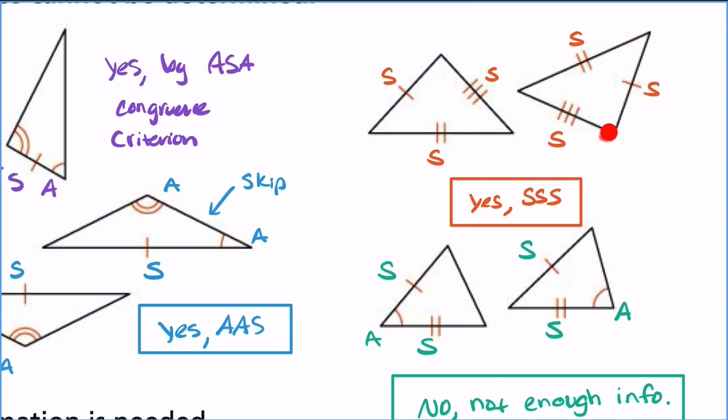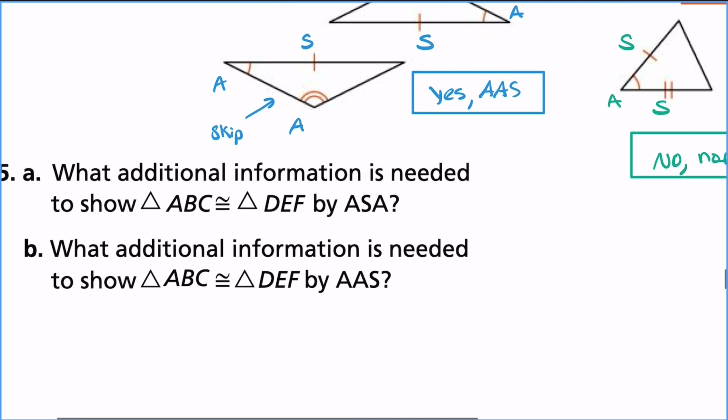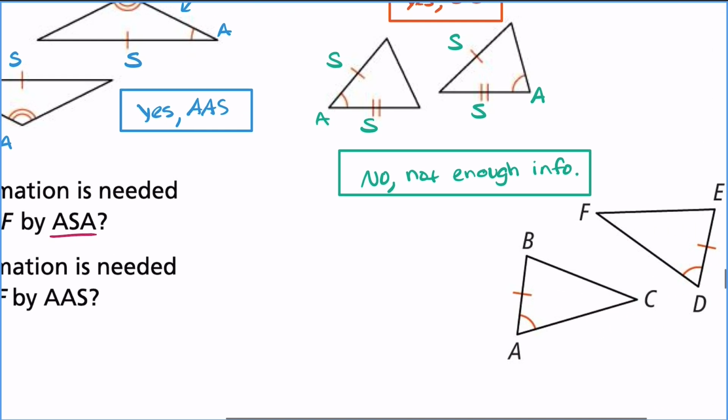We're not dealing with angles and sides. So if we're not doing that, we are just going around without inclusion for these. All right. What additional information is needed to show? Again, we don't know that they're congruent. We're simply looking at how they want us to do the congruence. They want ASA.